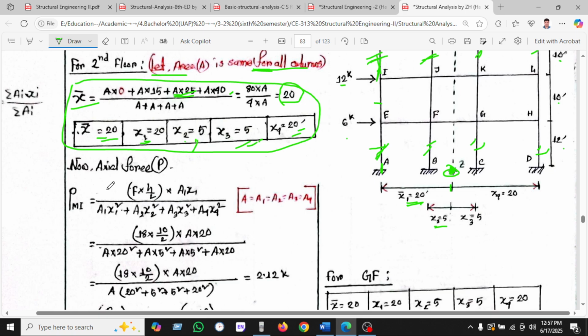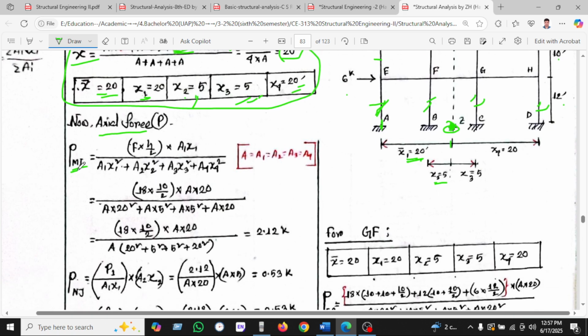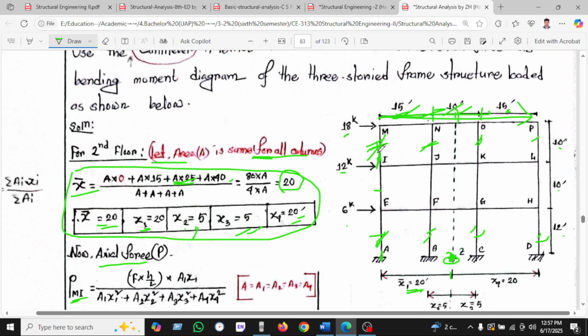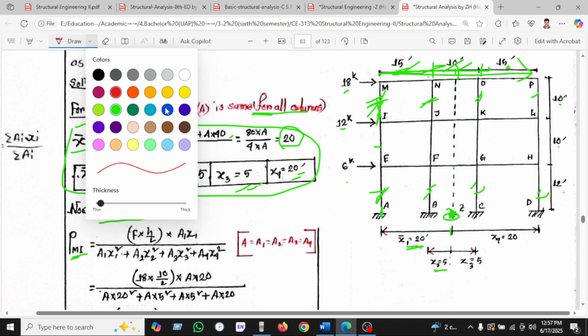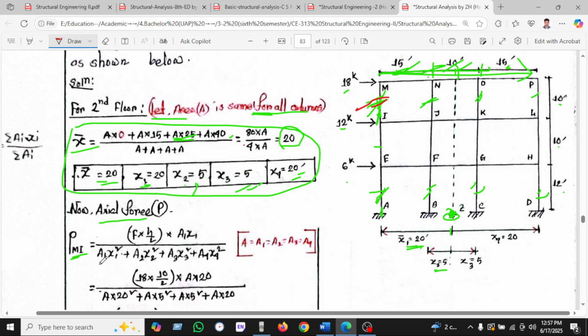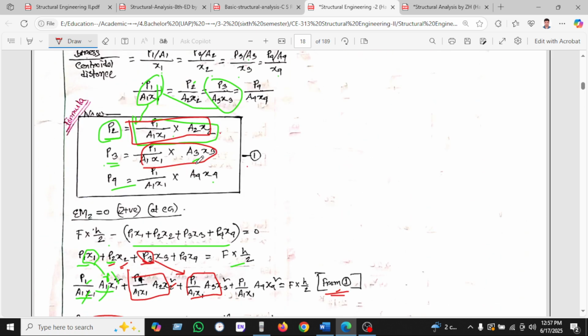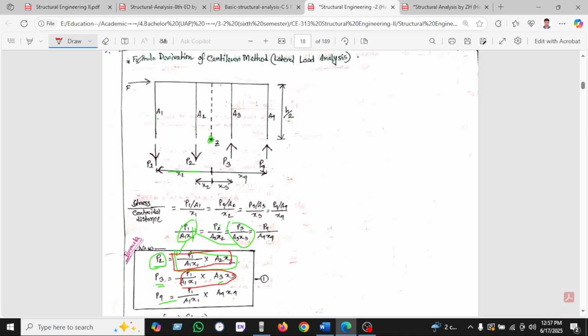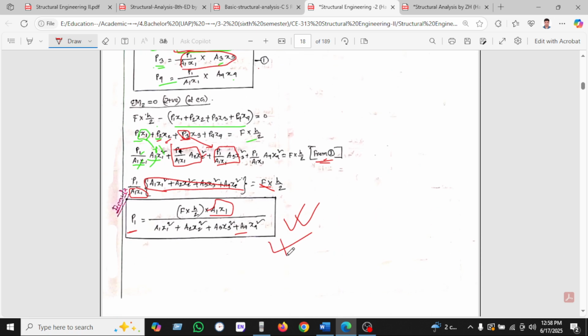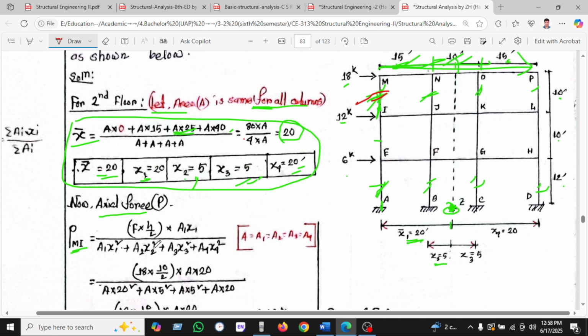Now we can find out the axial force, which is P. We know the force PM1, in this column, M1. I just changed the color. So this portion, we know: P equals M divided by H by 2, A1 X1 divided by the sum of A X1 square plus A X2 square plus A X3 square plus A X4 square, as we have shown previously from the derivation formula. So we can see how we'll apply this.